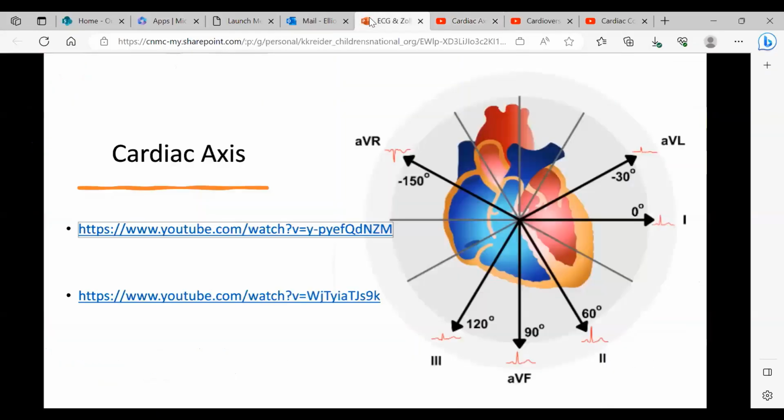All right, to recap, being able to recognize cardiac axis deviation is important because the heart calls for electrical conduction.